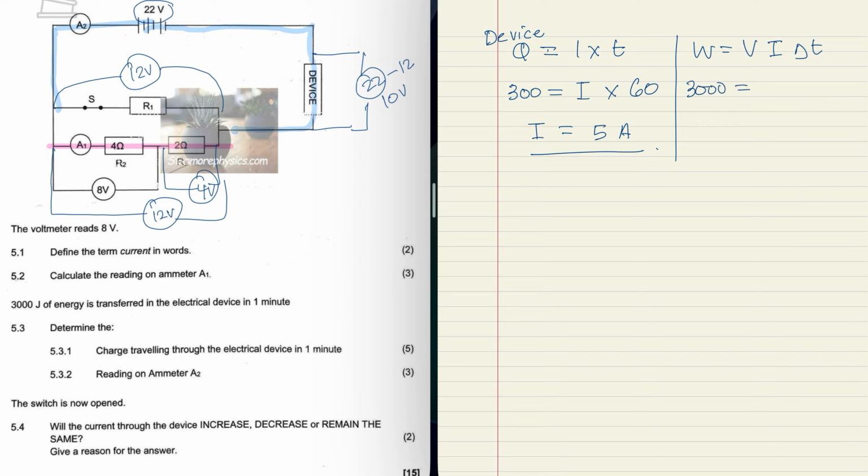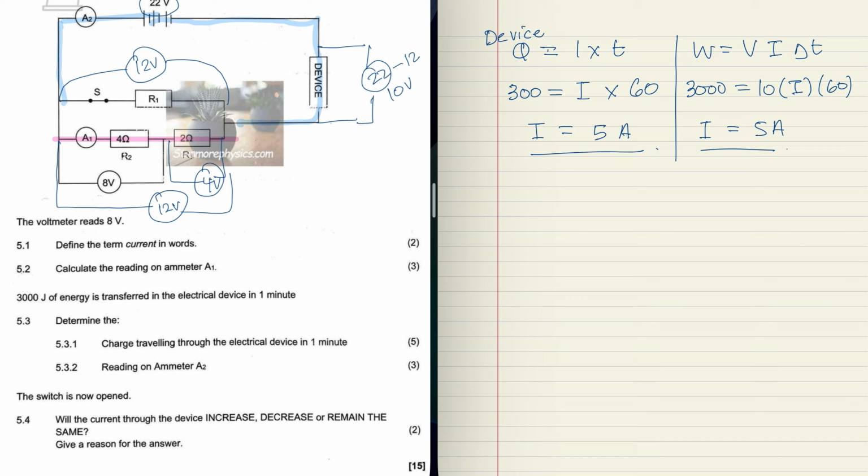Now moving on, they tell us the switch is now opened. Will the current through the device increase, decrease, or remain the same? And give a reason for the answer. So this switch is opened. So if that switch is open, it means that no current is going to flow through R1. So it's basically saying that that's going to be my new circuit, that blue section, whatever is highlighted in blue.